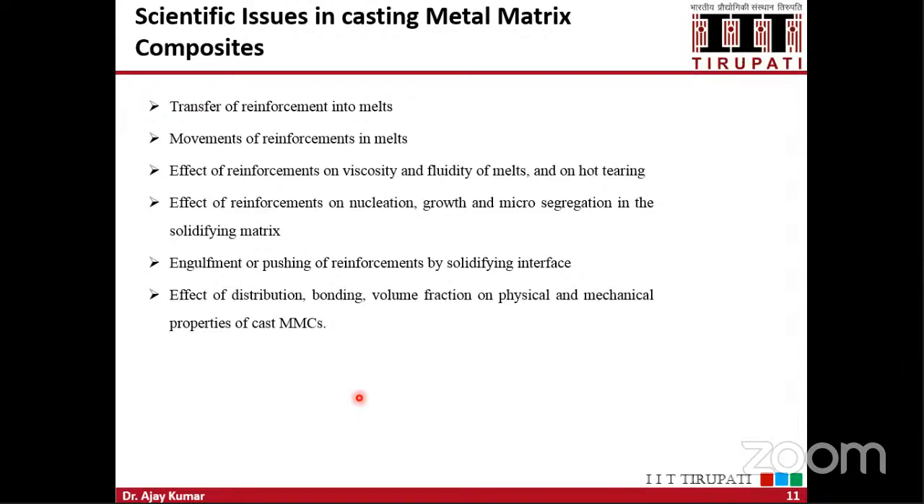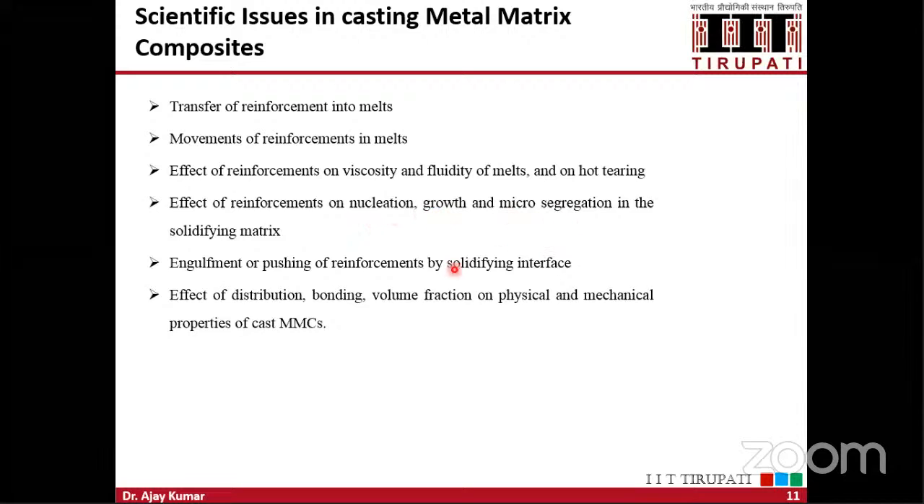When you develop the metal matrix composite materials using the liquid route or casting method, then you have the following issues: transfer of reinforcement into the melts, movement of reinforcement in the melts, effect of reinforcements on viscosity and fluidity of melts, and then effect of reinforcement on nucleation, growth, and microsegregation.